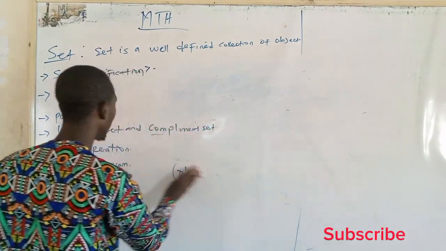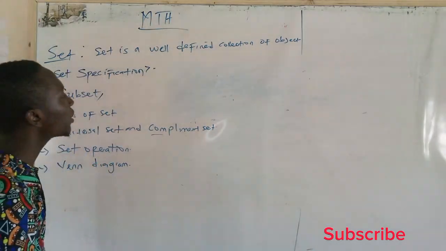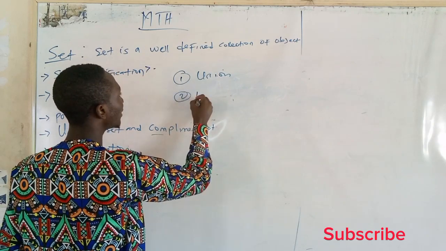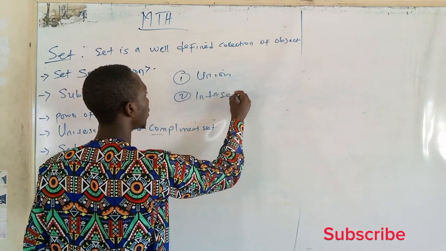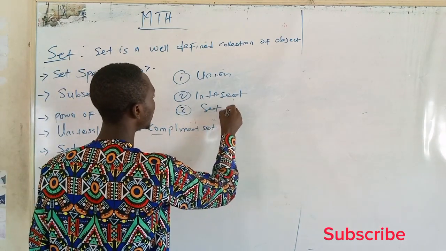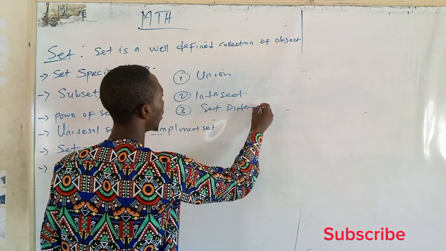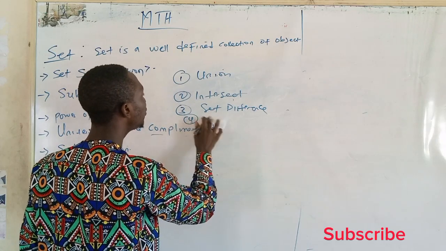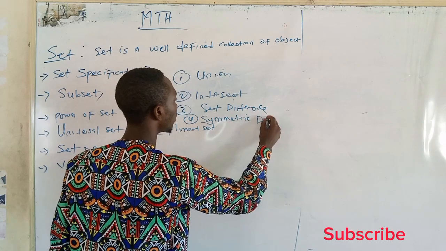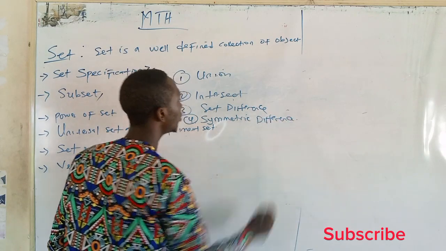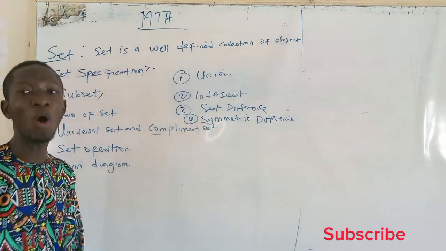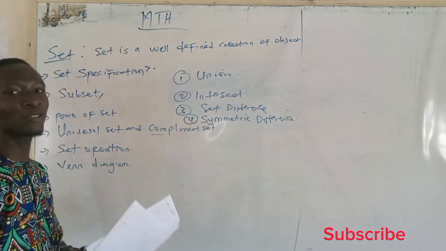The next part is set operations. Under set operations, we have union, intersect, set difference, and fourth, symmetric difference. These are the set operations, what we can do with two or more sets. This is how we can solve problems with two or more sets.